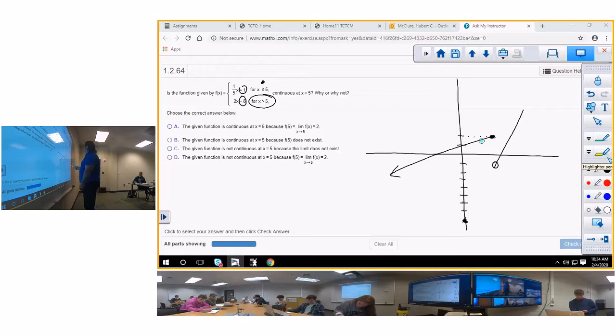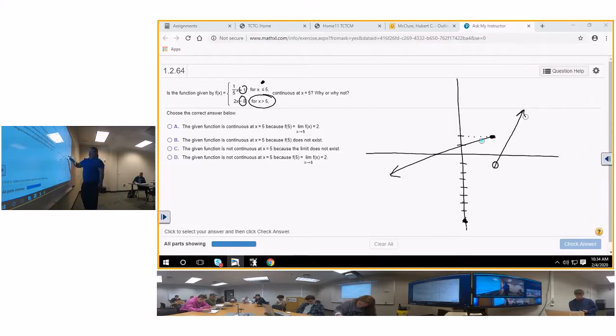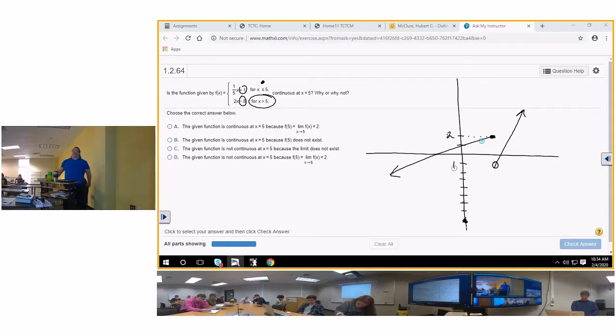And the limit does not what? Because the limit here is 2, and the limit here is what? Like 1? Does 1 equal 2? No. So which one does not exist? Or which one is the answer? It's not continuous, so which one says our limit? The limit as x approaches 5 is 2. Okay, that's true. f of 5 is equal to 2. Okay, that is true.